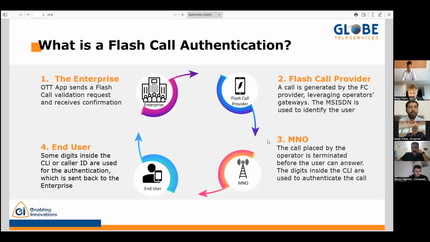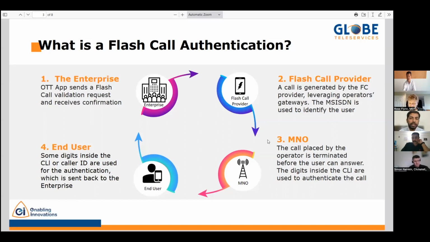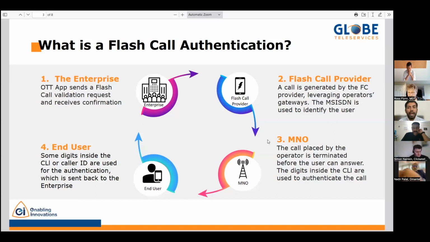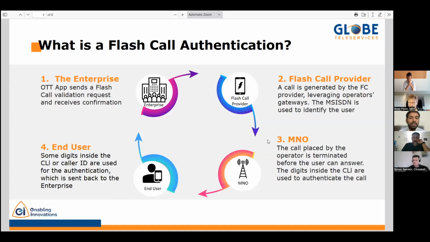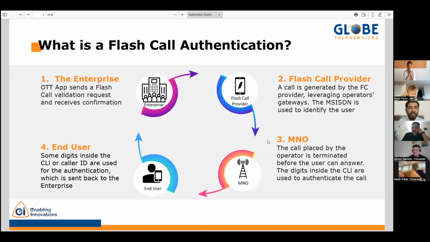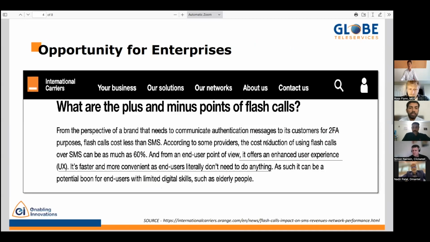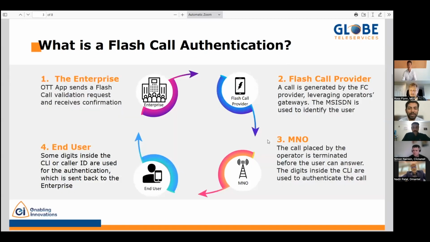In the case of flash call authentication, instead of an SMS, the enterprise OTT app sends out a flash call validation request. Once that request is sent out, in step 2 the flash call provider generates a call. That call has a specific MSISDN, what we also call the originating address, and that MSISDN is used to identify the user. Moving on to step 3.